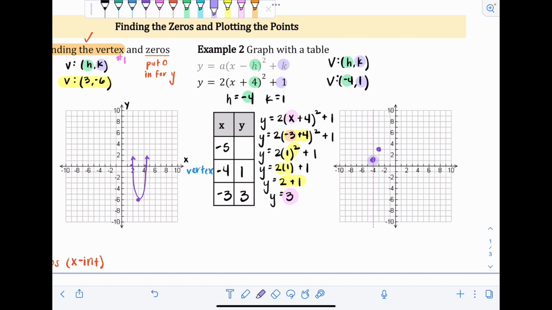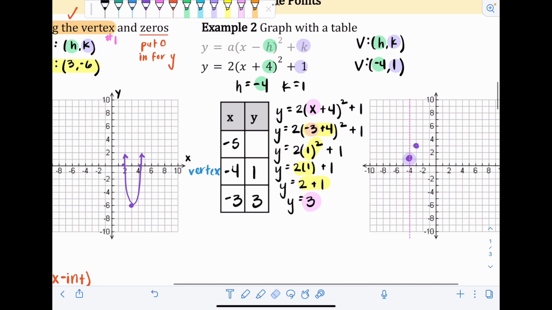That was the first one we put on there. And all of the points can be reflected over the line of symmetry. So that means that I can take this point and reflect it over the line of symmetry. So it goes from like 1 to the right to 1 to the left over here. And I can put a third point right there. And then now I can just connect my points in that U shape and have my parabola.